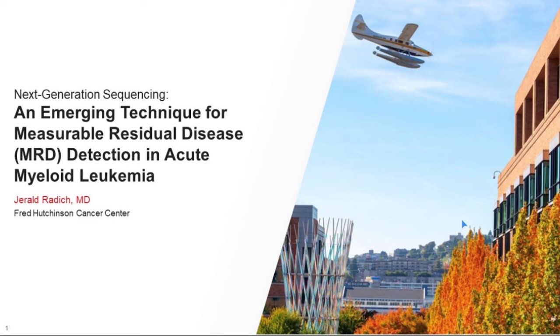I'm going to introduce our topic once again: next-gen sequencing, an emerging technique for MRD detection in acute myeloid leukemia. It's a pleasure for us to work again with Jerald Radich, who is a medical oncologist in the Clinical Research Division. He holds the Kurt Enslein Endowed Chair at the Fred Hutchinson Cancer Center in Seattle. He's got an incredibly interesting presentation for you today.